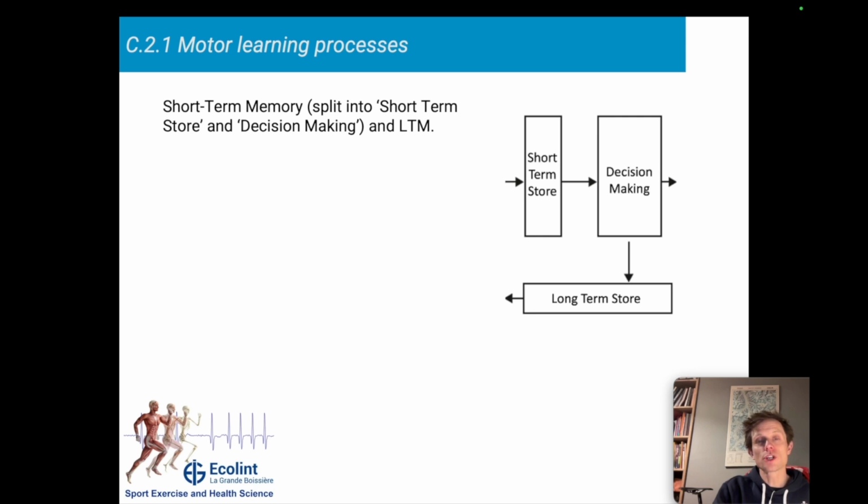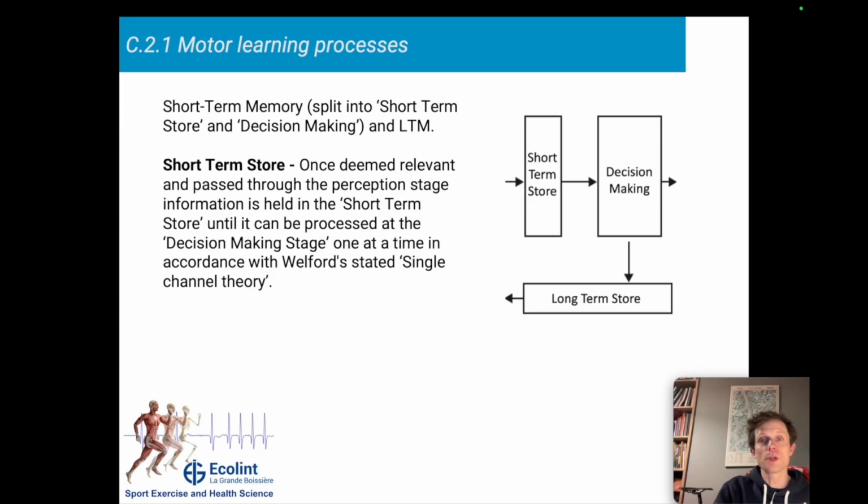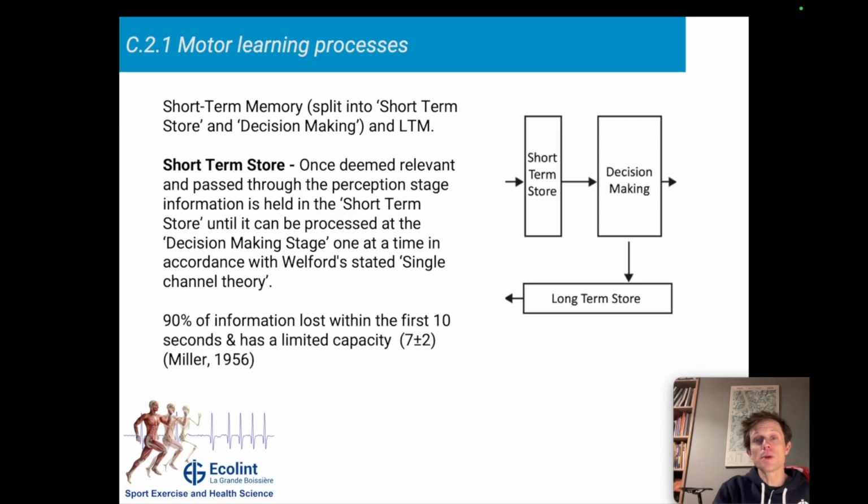Welford split the short-term memory into short-term store and decision-making. He talked about the short-term store being the stage at which information, once deemed relevant in the perception stage, is stored for a short period of time before it can be passed on to the decision-making stage in accordance with the single-channel theory. The idea being that the short-term store had a limited capacity and a limited duration. 90% of the information is going to be lost within the first 10 seconds, and it has a limited capacity of 7 plus or minus 2 pieces of information, according to Miller in 1956.